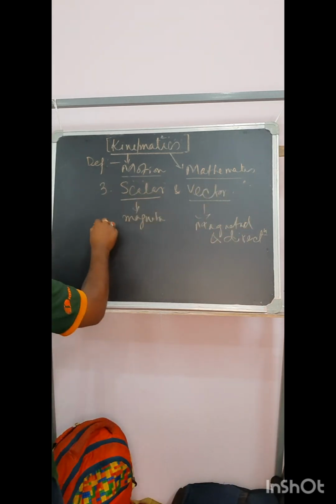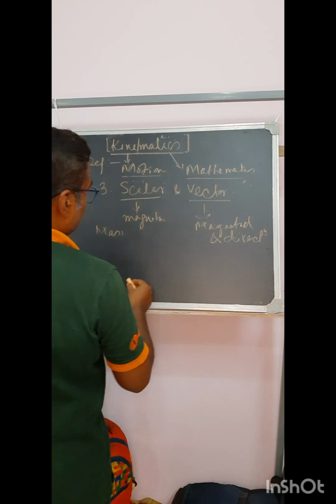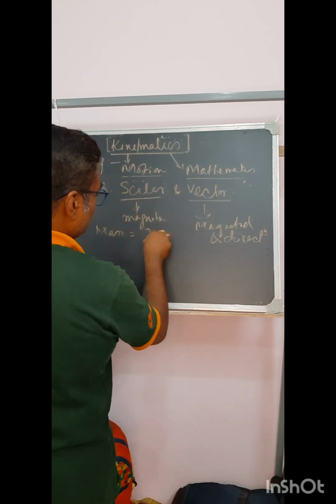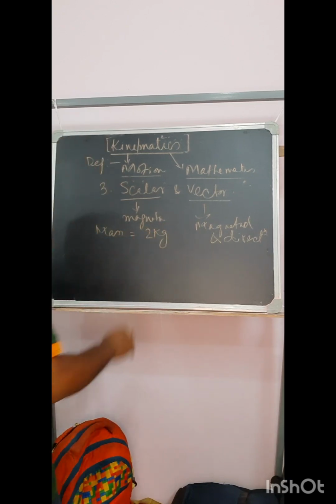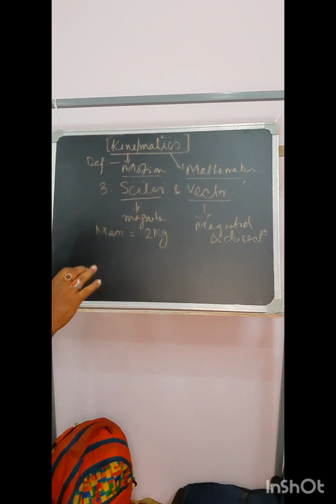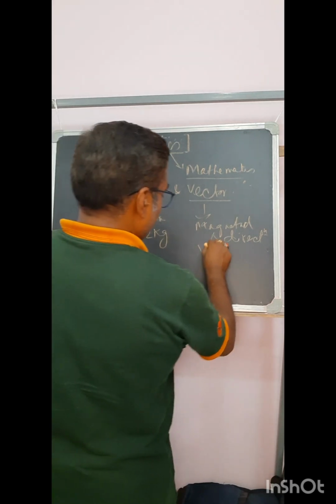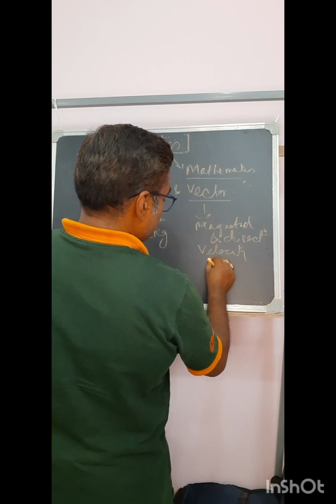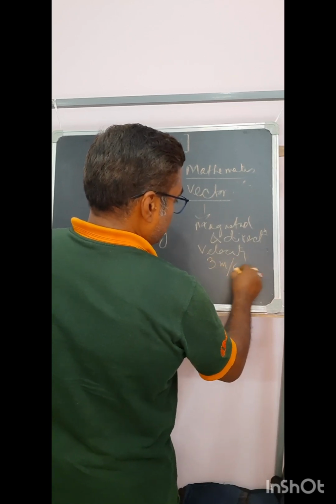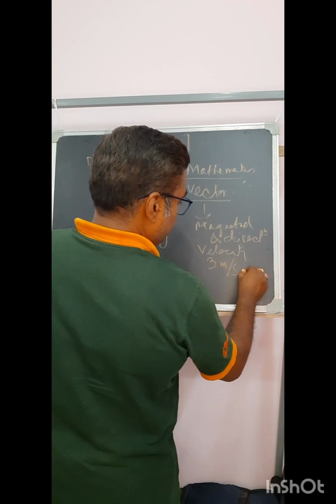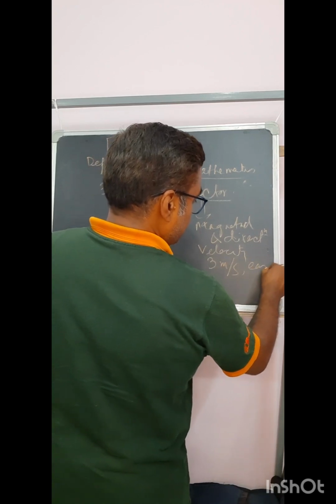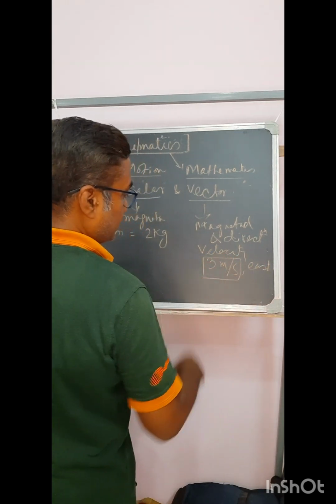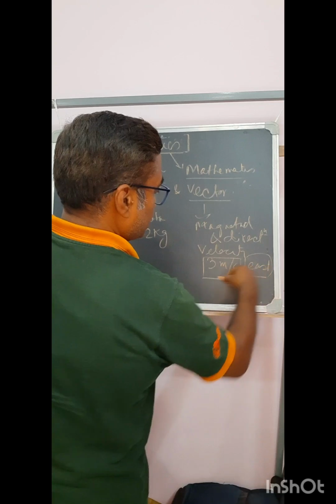For example, mass is a scalar quantity, where we can say mass is 2 kg. It doesn't need any direction to be described. Whereas velocity is a vector, where it is represented, let's say, 3 meters per second, and then I have to describe the direction of that, let's say east. So that velocity has to be defined with the quantity and the direction.